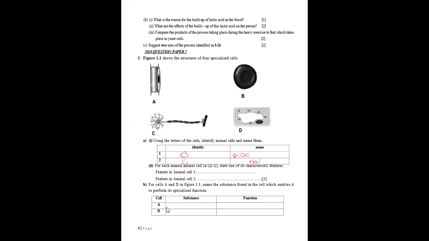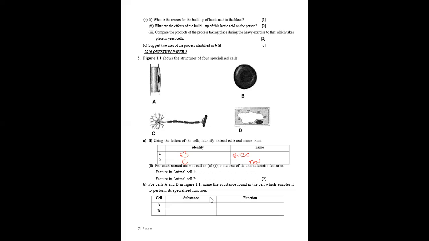Then D, it's cellulose, in a plant cell. The cell wall is made up of cellulose, and the cellulose makes the cell strong and tough to protect the inner tissues and the substances of the cell.